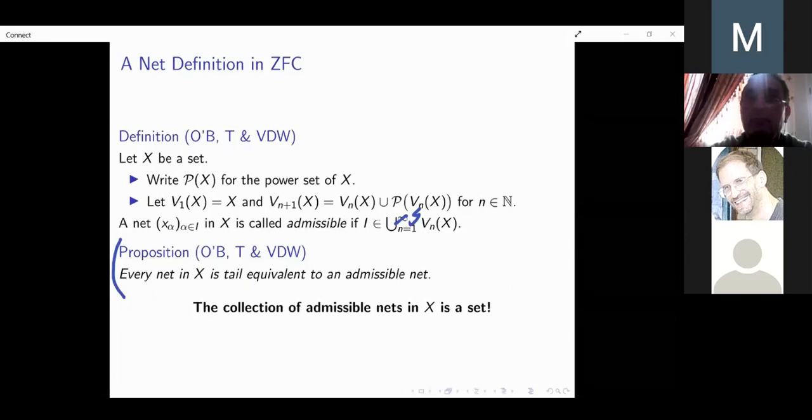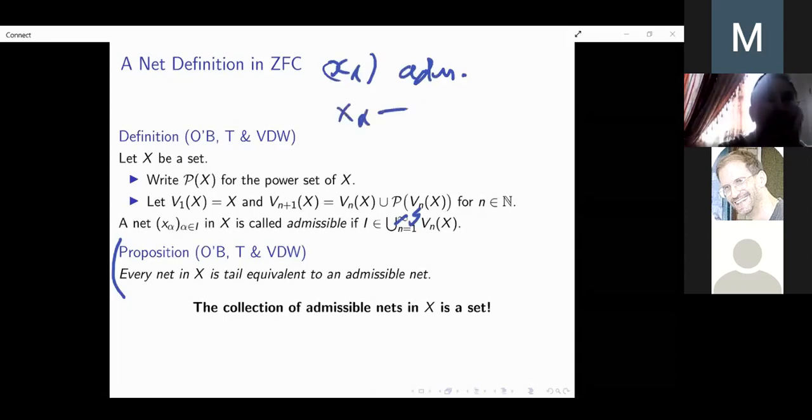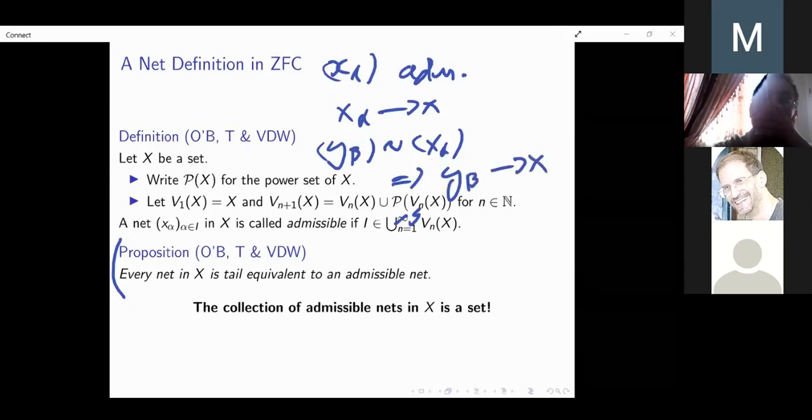How to manage this problem? Well, if you have X alpha, say, admissible, and if X alpha converges to X and Y beta is tail equivalent to X alpha, then Y beta also converges to X, even though Y beta may not be admissible. So a non-admissible net converges if it is tail equivalent to an admissible net that does converge.